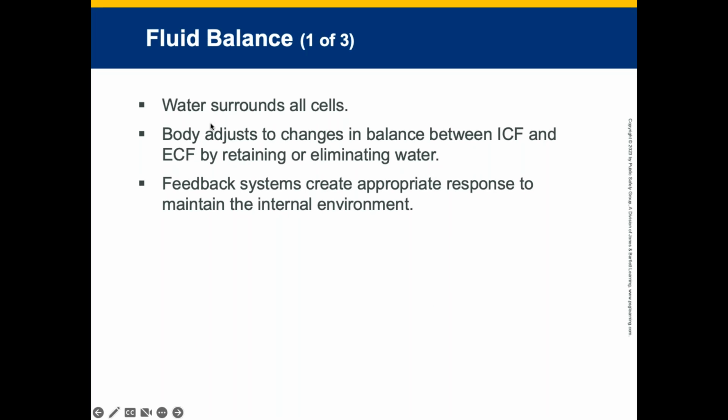So with fluid balance, some form of water surrounds all cells. There's always some form of water around them. This plays a part in cellular metabolism and maintenance of homeostasis. So the body will then adjust to the changes in the balance between ICF and ECF by retaining or eliminating water. Fluid levels then in the body are balanced when intake equals output. And we start balancing our fluids out. Maintenance of the internal environment of the cell is regulated by feedback systems.